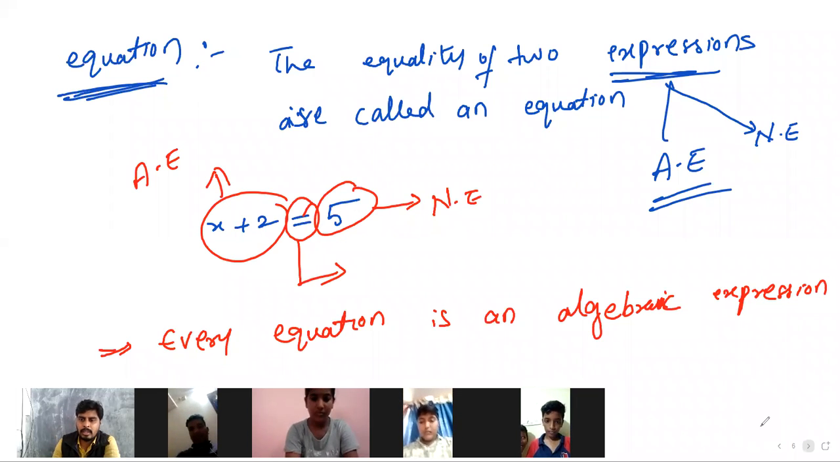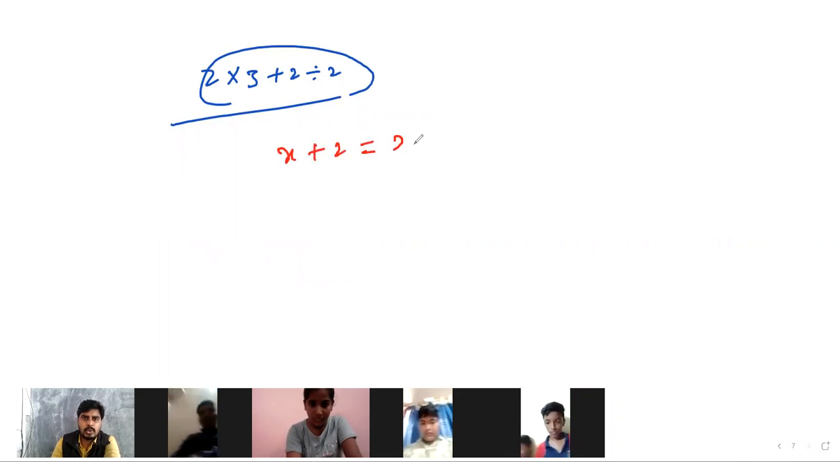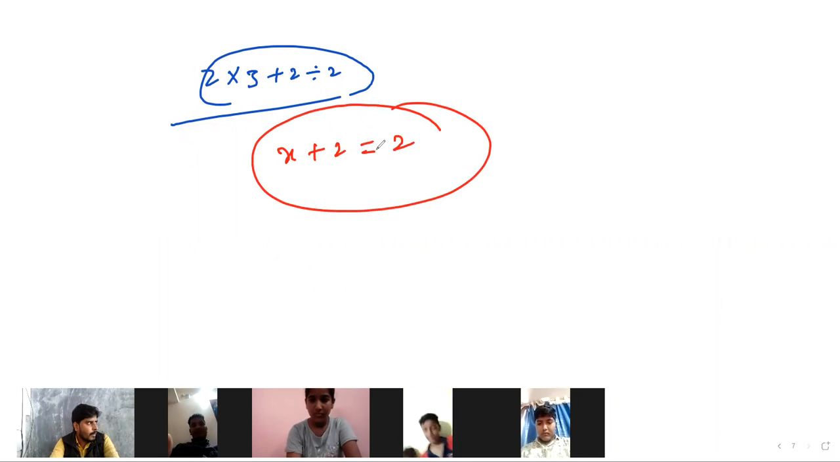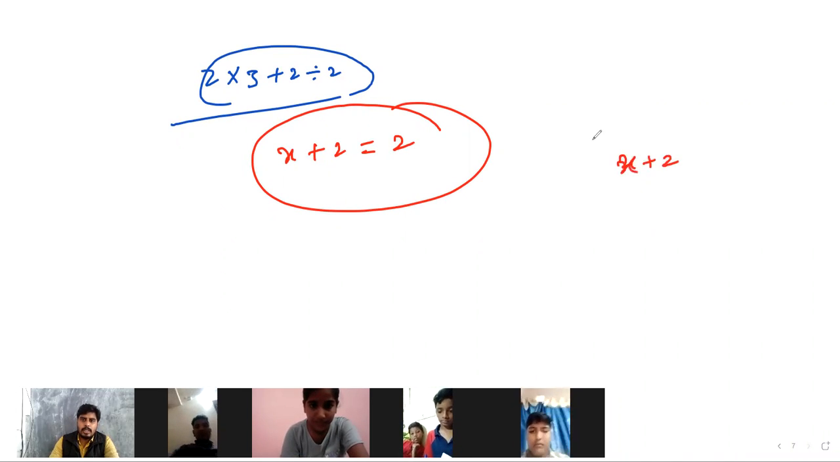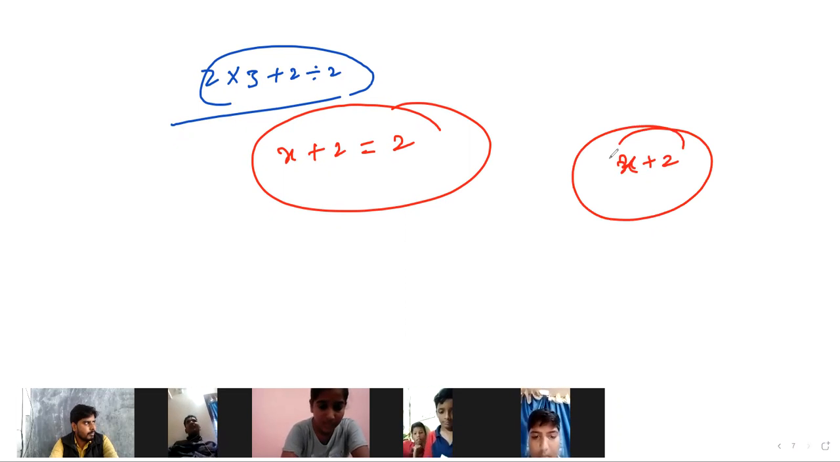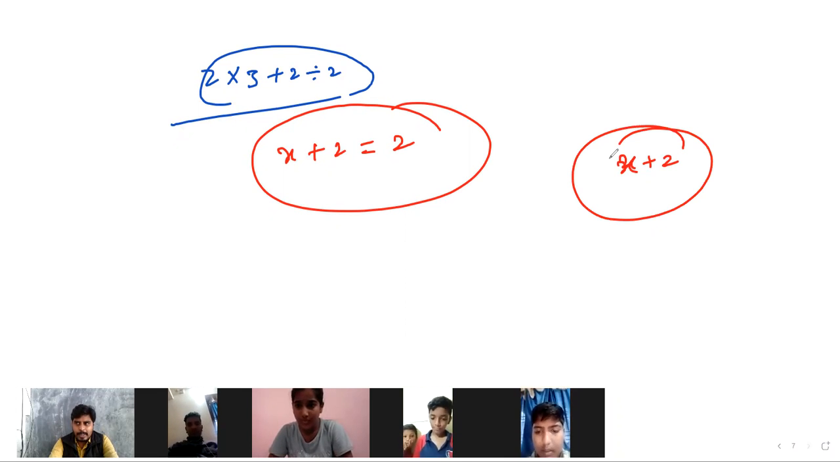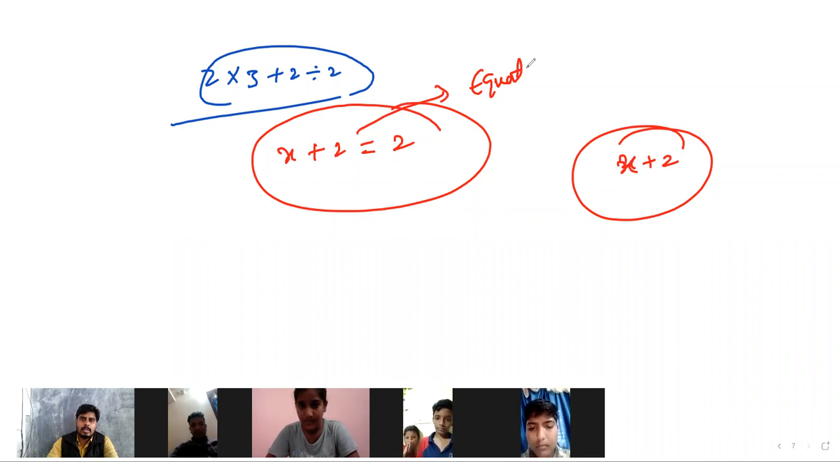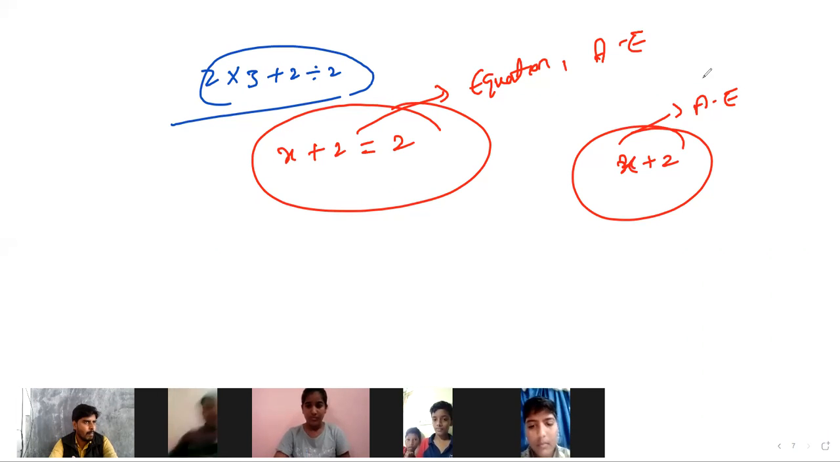See, if you see here, x plus 2 is equals to 2. Is this an equation? Is this an algebraic expression? Next, take x plus 2. Is this an algebraic expression? x plus 2 is an algebraic expression, but not an equation. Observe the difference. The first one is an equation as well as an algebraic expression, but this one is only an algebraic expression, not an equation, because we couldn't find the equals sign. Okay, observe the difference.